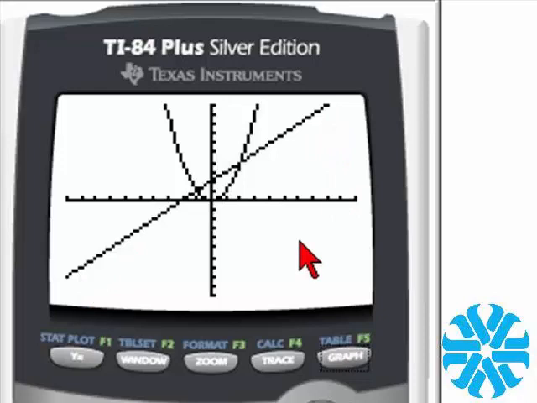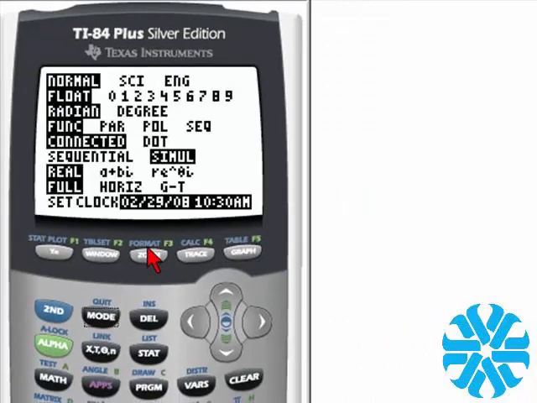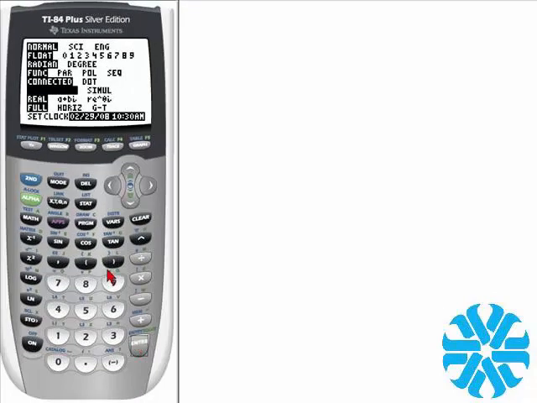Most of the time you will be graphing in sequential mode. So before we go on, let's go ahead and put the calculator back into sequential mode. So let's move the cursor down to sequential and then select Enter. And then we will quit out of this screen.